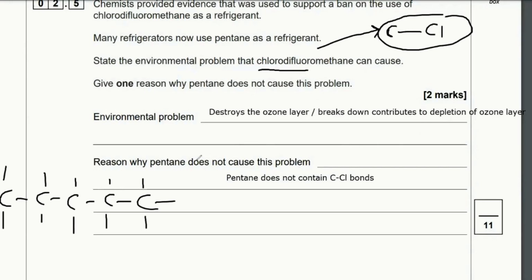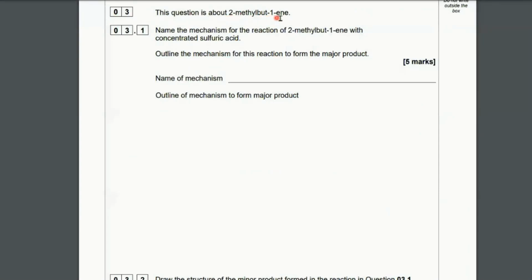And that's your answer. This question is about 2-methyl-but-1-ene. Name the mechanism for the reaction of 2-methyl-but-1-ene with concentrated sulfuric acid. Outline the mechanism for this reaction to form the major product. And give the name of the mechanism, and this is worth 5 marks. Now, there is another step to this mechanism which they don't require here, which is if you add cold water, you actually end up with an alcohol, but that is not included in the stem here. So we just need to do the first part of this mechanism, and we need to write out the structure of 2-methyl-but-1-ene first.